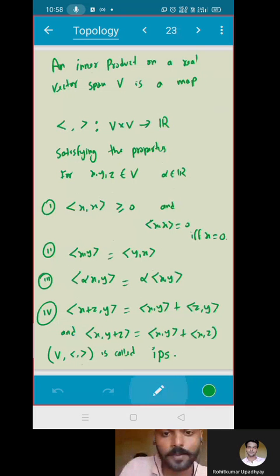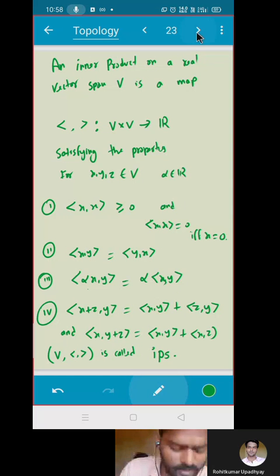The first property is that the inner product of x, x is greater than or equal to 0, and it is 0 if and only if x is 0. The second is that the inner product of x, y is equal to the inner product of y, x. Third, the inner product of alpha x, y is alpha times the inner product of x, y. And next is x plus z.